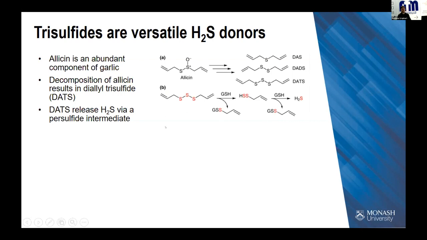So this is largely inspired by some garlic chemistry, where allicin, an abundant component of garlic, decomposes into diallyl trisulfides, among other things. Now, diallyl trisulfides are susceptible to cleavage by thiols such as glutathione to release hydrogen sulfide via a persulfide intermediate. So the trisulfide cleaves and we get H2S from it. So we're interested in the chemistry of these compounds.